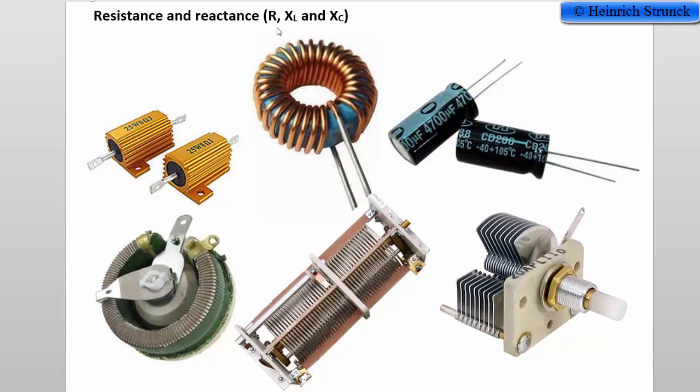We know that the symbol for resistance is R, and the unit is ohm. And also for XL and XC, the unit is ohm. So actually the reactance is just the value of the resistance that these components have when we connect them to alternating voltage.